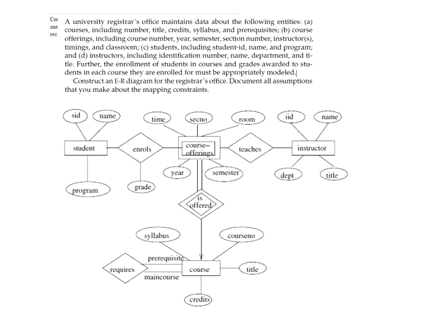Okay, now you can see the solution here. The entities are students, instructor, course offering, and course. Now you can see that the details we are recording about students are ID, name, and program. Student enrolls in according to the course offerings. Course offering contains attributes time, section number, room, year, semester. And instructor teaches one of the courses from the course offering. And instructor has associated attributes of ID, name, department, title.